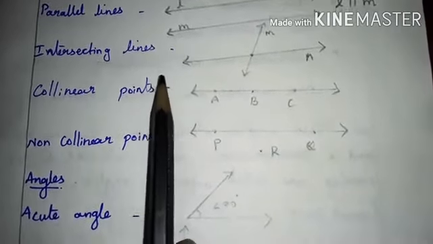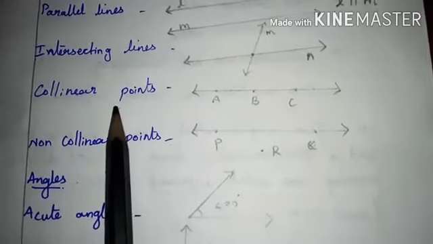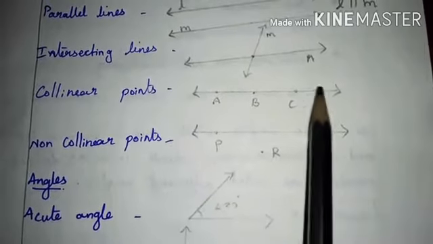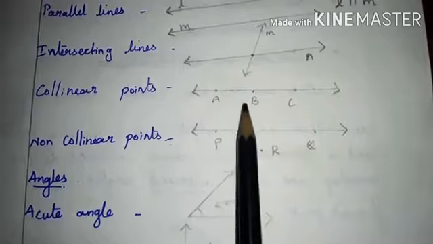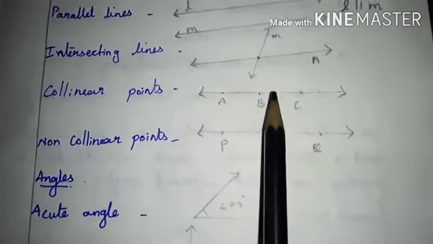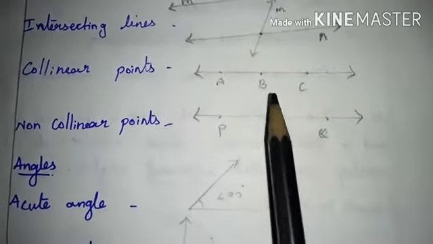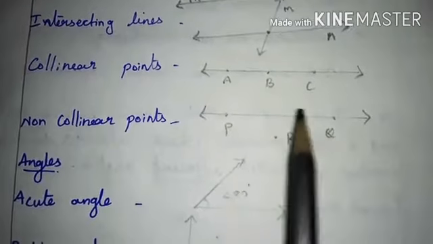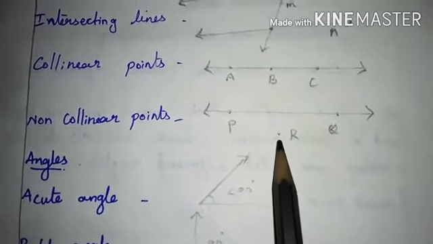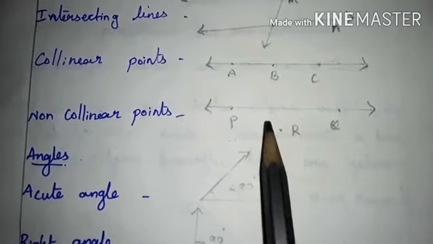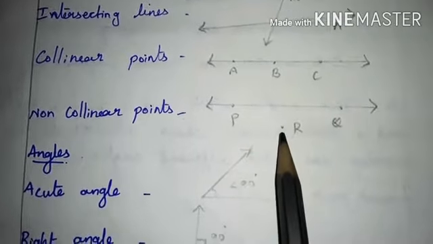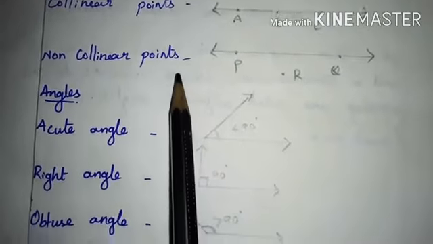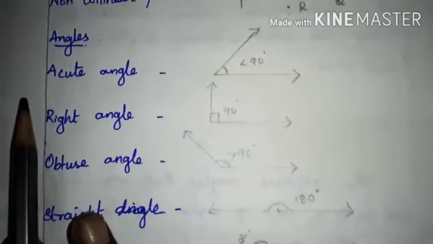Next we are going to see about the points, that is collinear points. If 3 points lie on a straight line, then we call these 3 points collinear. If any one of the points lies outside the straight line, that is, in this figure P and Q lie on the straight line but R lies outside the straight line, then we call these 3 points non-collinear points. Now let us see the angles.